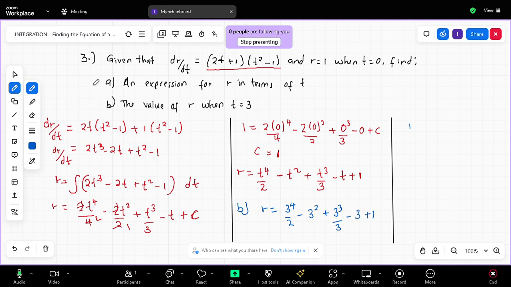So that gets the value of r equal to, this one is 40.5, minus 9 plus 9 minus 3 plus 1. So minus 9 plus 9 is going to cancel out. 40.5 plus 1 is 41.5, minus 3, that gets the value of r equal to 38.5. It is there, just quite easily done, as simple as this one.